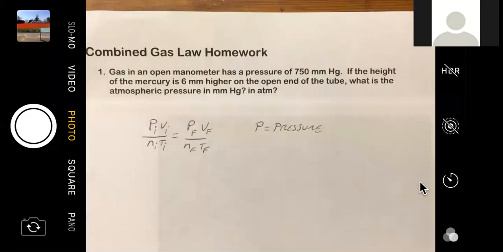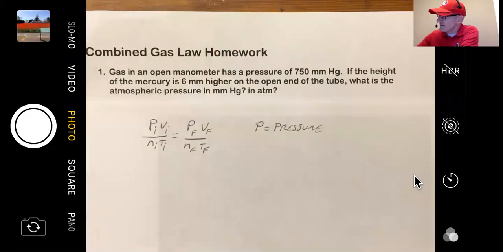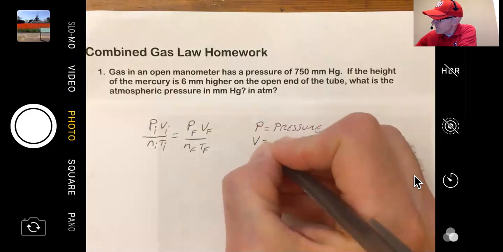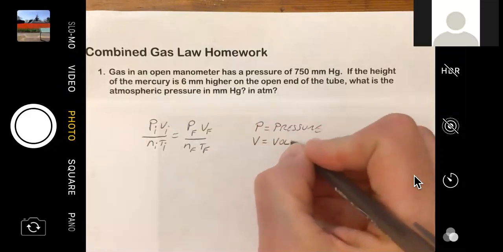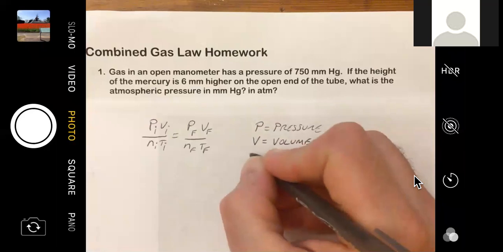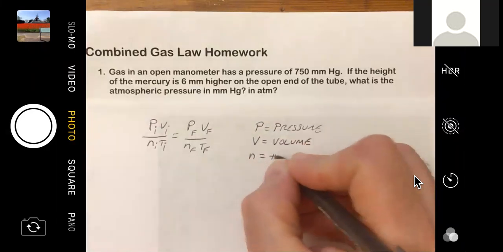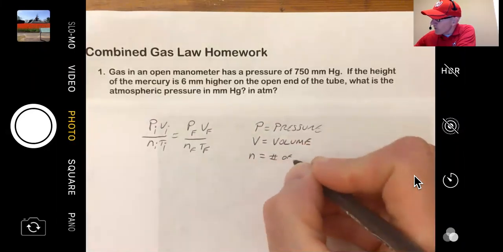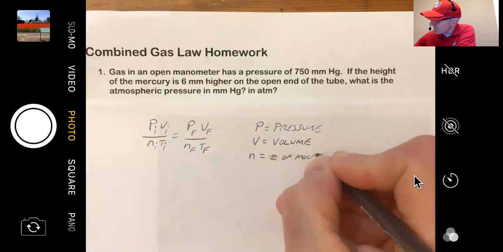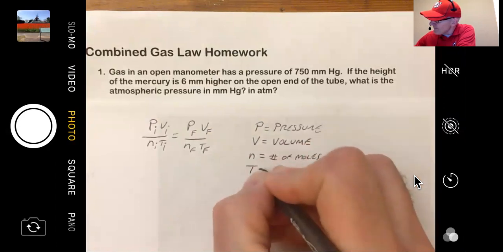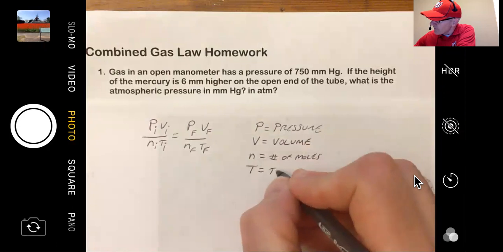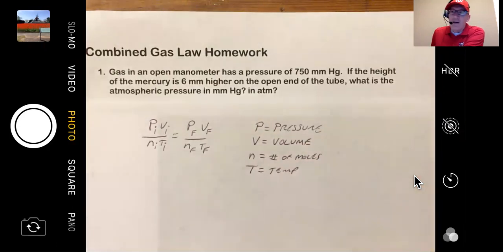All right, and I've got you there, Stella. If you don't mind telling me what V stands for. Volume. What was n? Number of moles. Yeah, literally the number of particles of gas. And what was T? Temperature. Perfect. All right. Thank you, Stella.